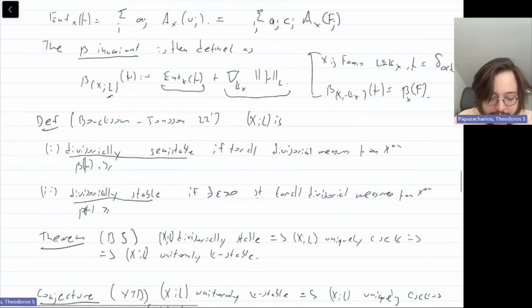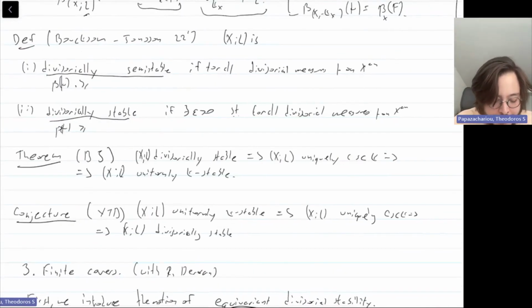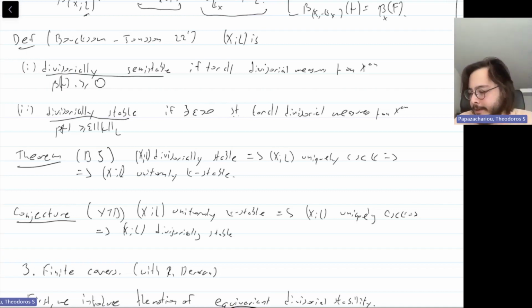So the notion of divisorial stability can then be defined, since we've defined this beta invariant. Something is divisorially semi-stable if for all divisorial measures mu on this X^n, this beta invariant is bigger than 0. And it's divisorially stable, we call it divisorially stable, but this is essentially a uniform stability condition, because it's divisorially stable if we can pick an epsilon such that for all divisorial measures, this beta is bigger than epsilon times the norm of mu alongside this L that we have defined.